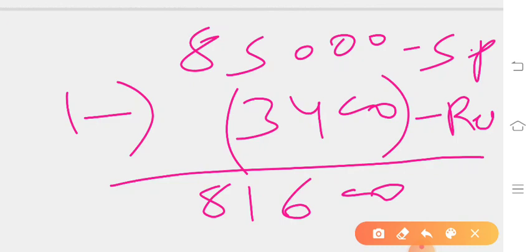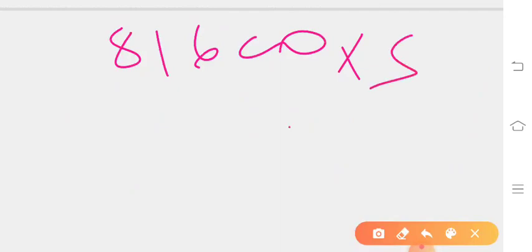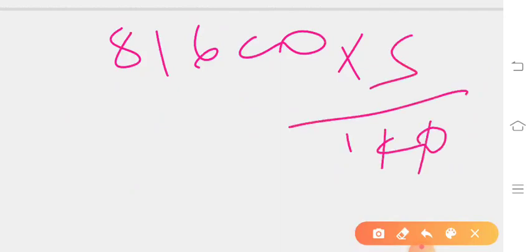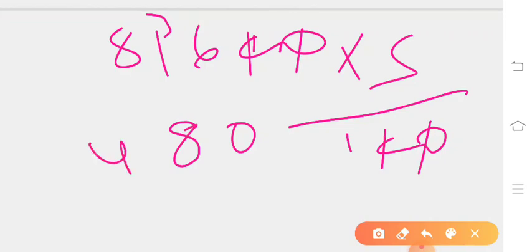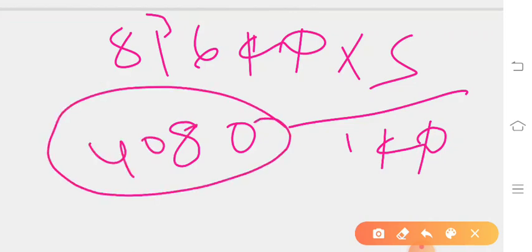But this 81,600 is received after allowing discount. So let's check it out. 81,600 into 5 upon 100, because discount percentage is 5. That comes to 5 6s are 30, carry 3, 5 1s are 5 plus 3 is 8, and 5 8s are 40. So technically the amount of discount coming here is 4080.